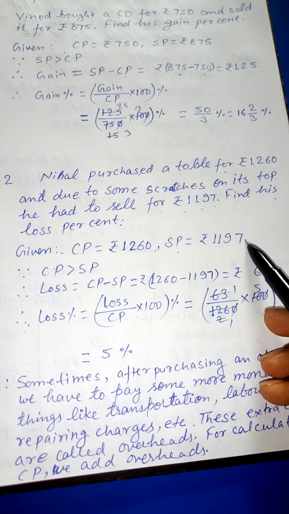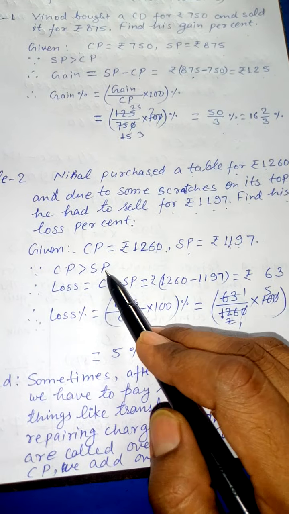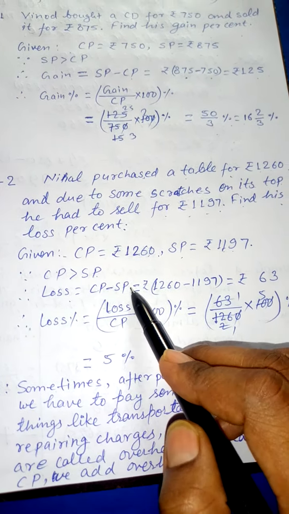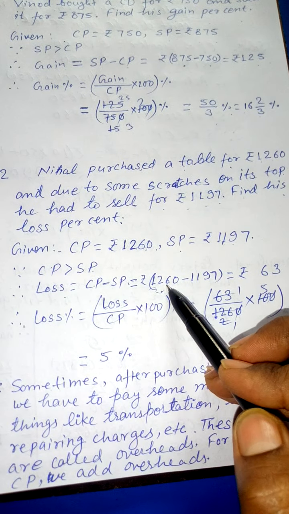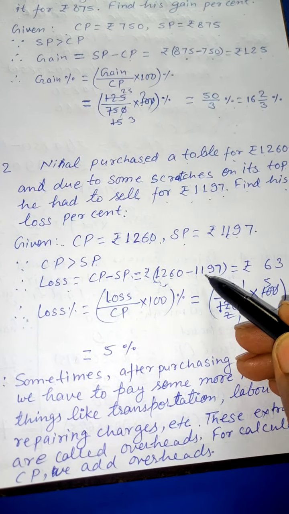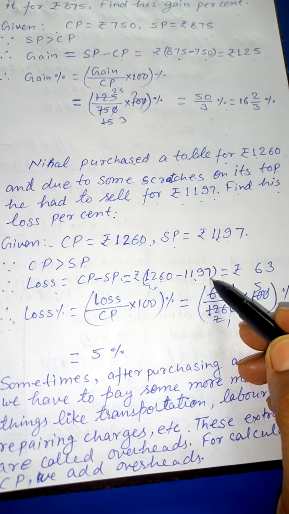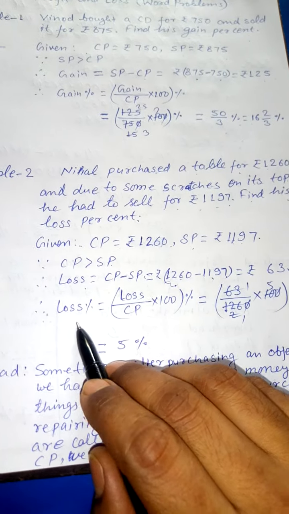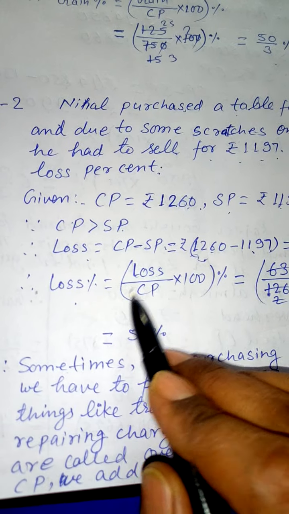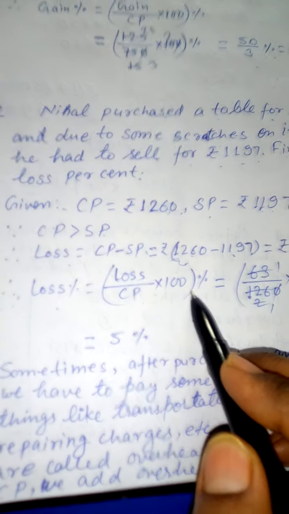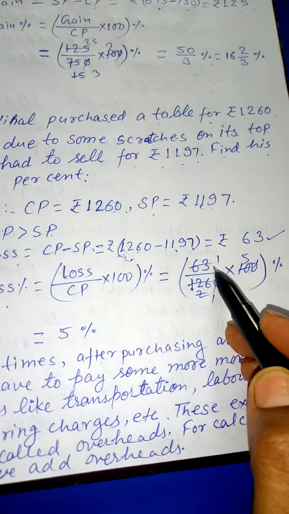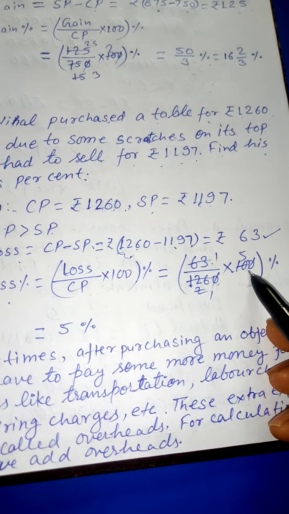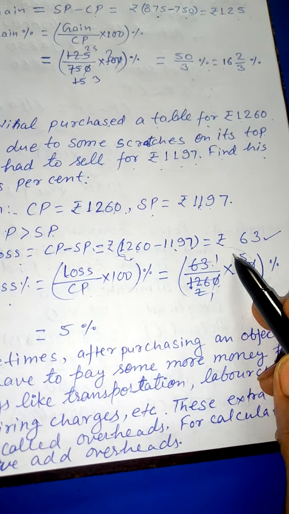Here we can see selling price is less than cost price, and hence there is loss. CP minus SP equals 1260 minus 1197, which gives us rupees 63. And therefore loss percent equals loss by CP into 100, that is 63 by 1260 into 100, and after resolving it we will get 5%.